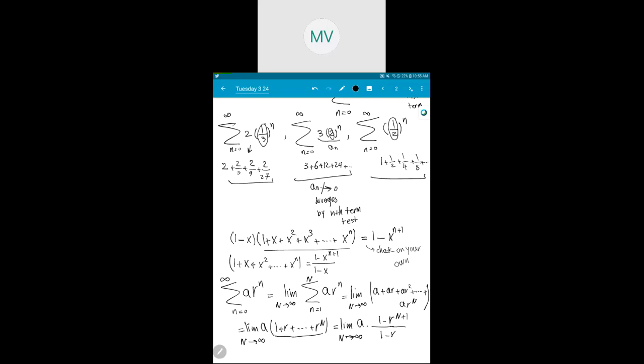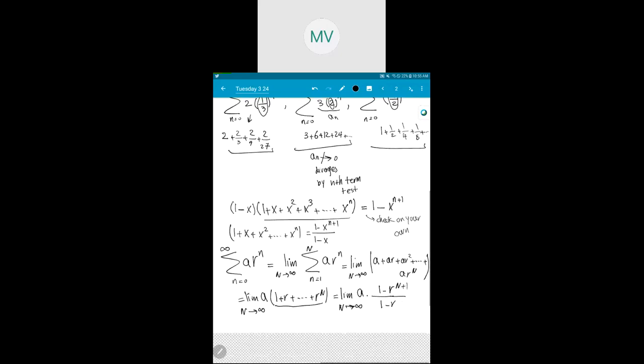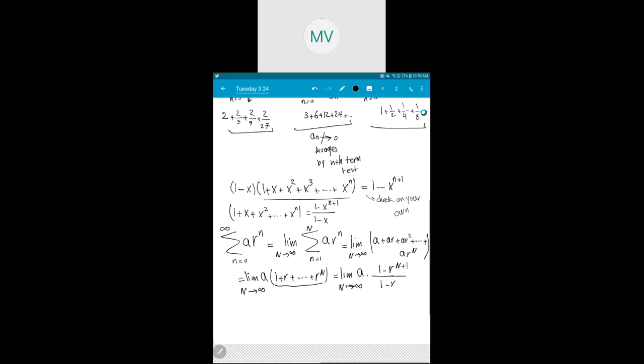Okay? So that's basically the limit of the series. Now, here, I'm going to make two cases. Case 1: if r is a value for which its absolute value is bigger than or equal to 1.